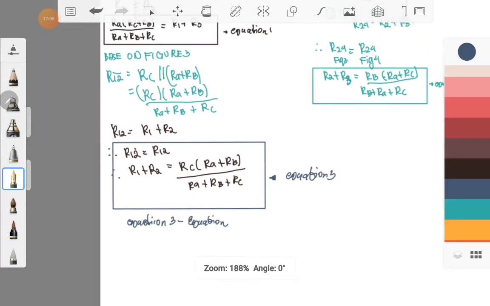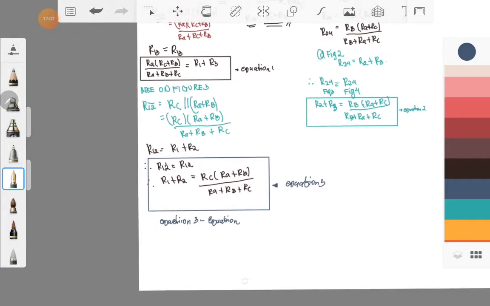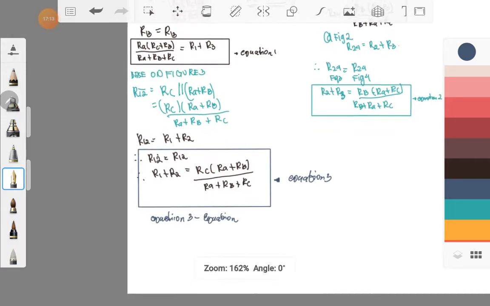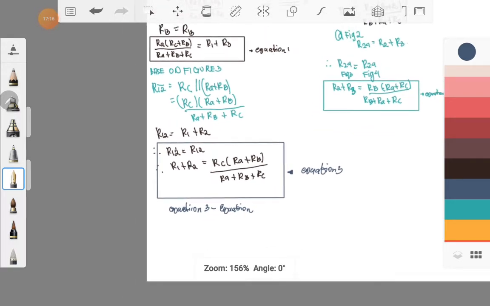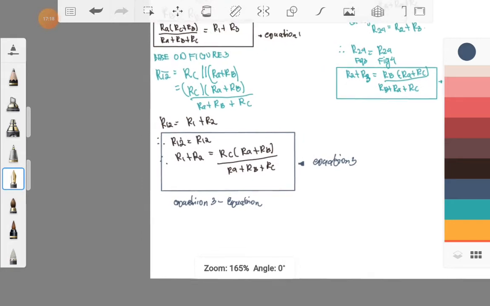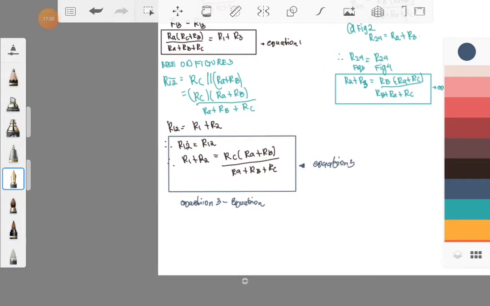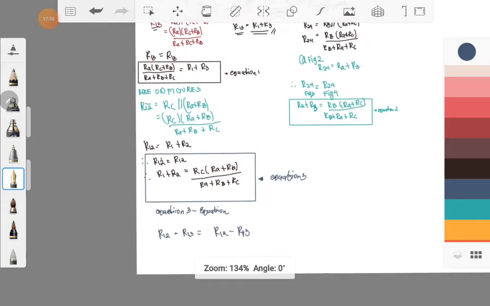So, we have R13 plus R3, R1 plus R3 minus R1 plus R2. So, we have equation 3 minus equation 1. So, meron tayong R12 minus our R13, which is equal to R12 minus R13. Yan. That is our solution.